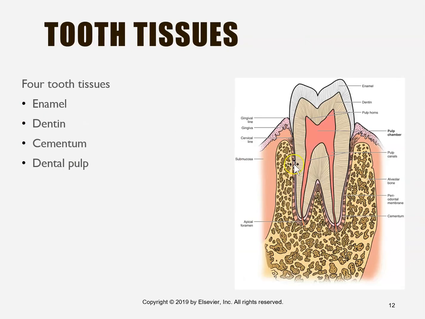Okay, let's look at tooth tissue. So we have the enamel, which is the outside. We have the dentin, which is the yellow part on the inside. We have cementum, which you may not be able to see, but cementum is covering the entire root. So the cementum is just outlining over here. That is your cementum. And then we have the thing in red, which is your pulp.